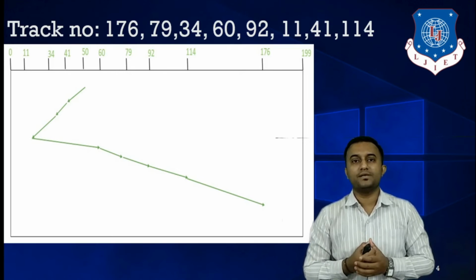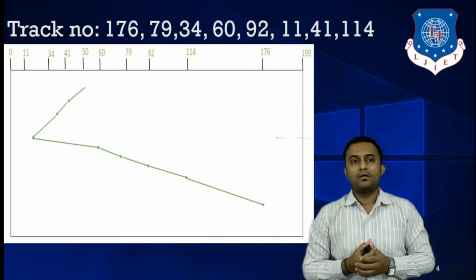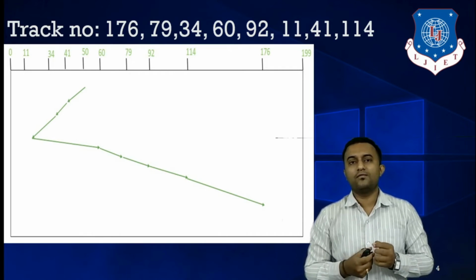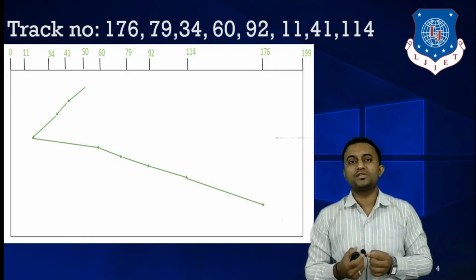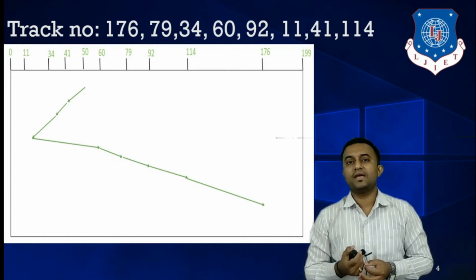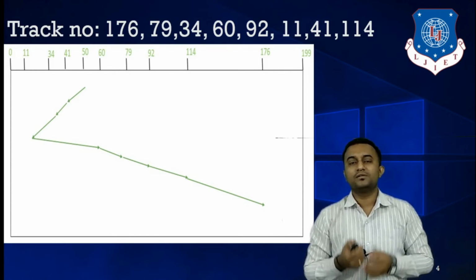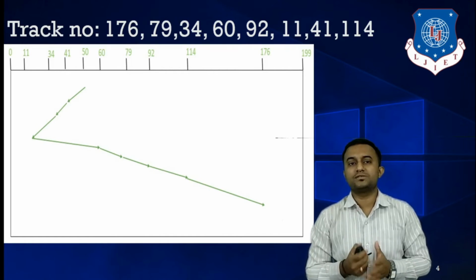What will happen in this case? Once it reaches track number 11, it will again follow the same logic to find the shortest distance by comparing the remaining requests. So 176, then 79, 60, 92, and 114 are the remaining requests. Out of these requests, which one is shortest?